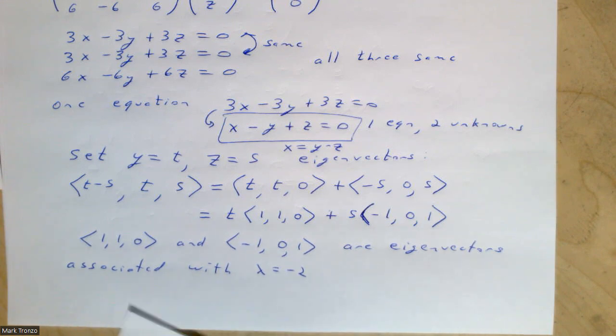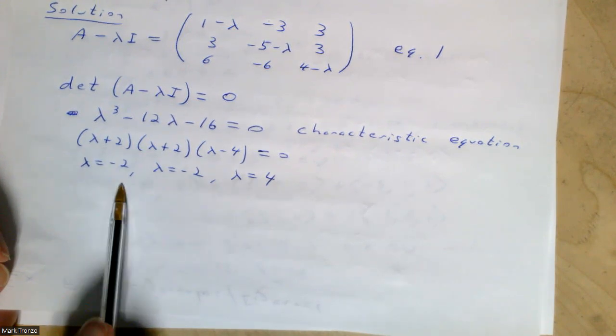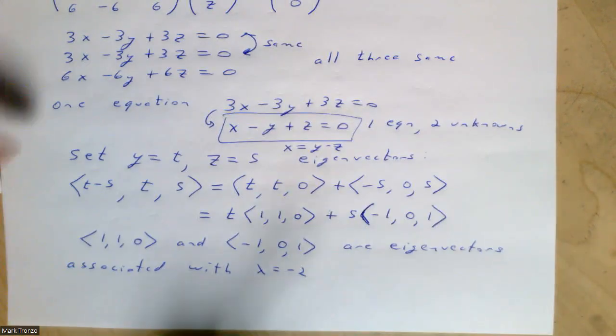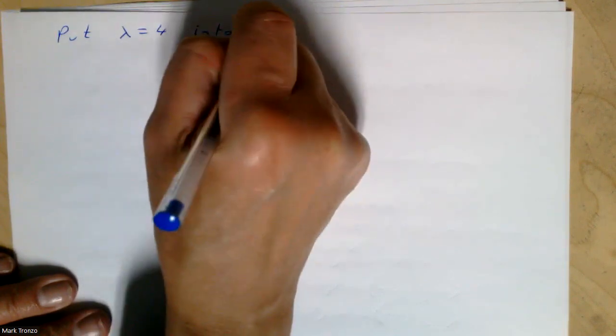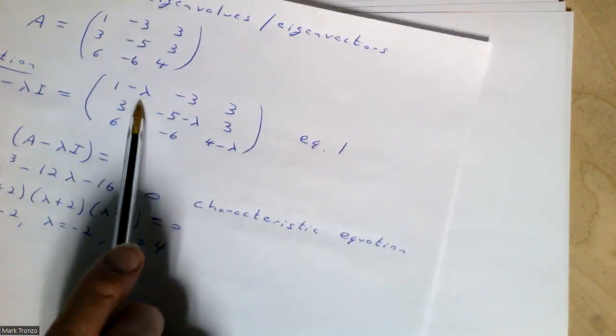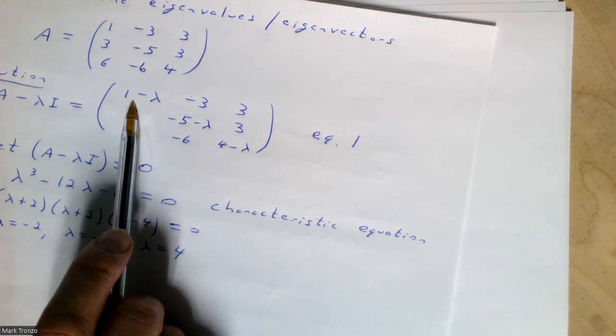And again, as I mentioned before, when you have a repeat like that, you could get two eigenvectors, though sometimes you're going to get 1. So let's do the same thing for lambda equal 4. Put lambda equal 4 into equation 1. So once again, go back to equation 1 here. Put lambda equal 4 in there.